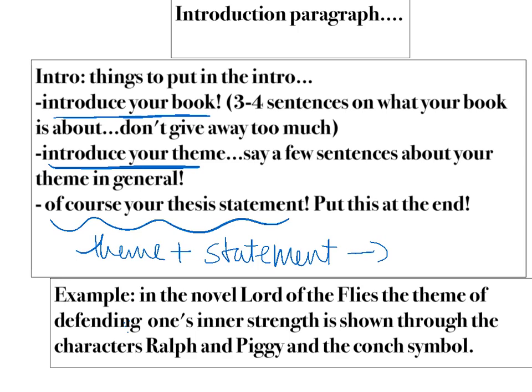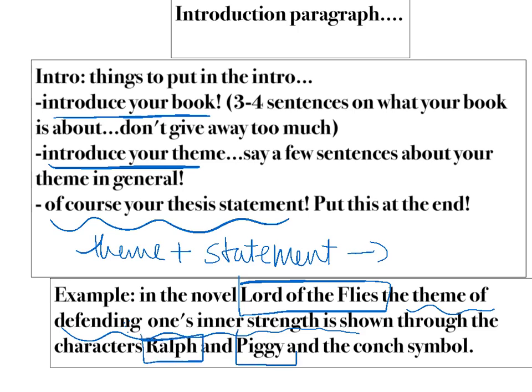An example of a thesis statement is, in the novel Lord of the Flies, the theme of defending one's inner strength is shown through the characters Ralph, Piggy, and the conch. So remember, Lord of the Flies, that's your subject. The theme of defending one's inner strength, that is your argument. Shown through the characters Ralph, Piggy, and the conch symbol, that is your roadmap. You need all 3 of these in order to have a good thesis statement.